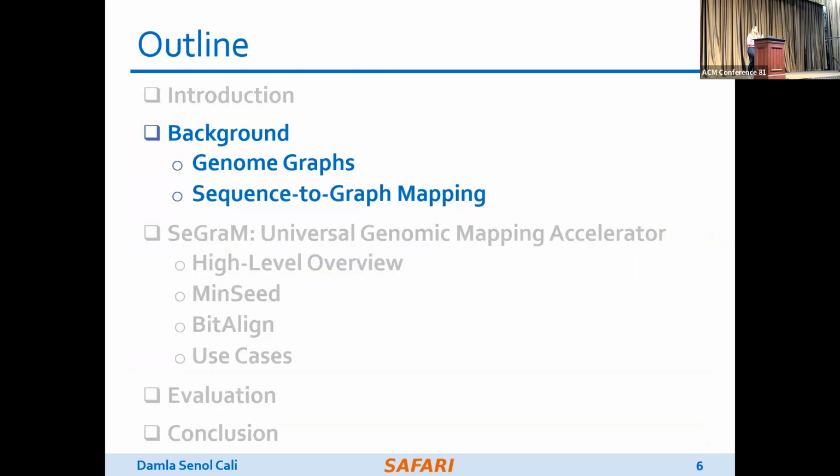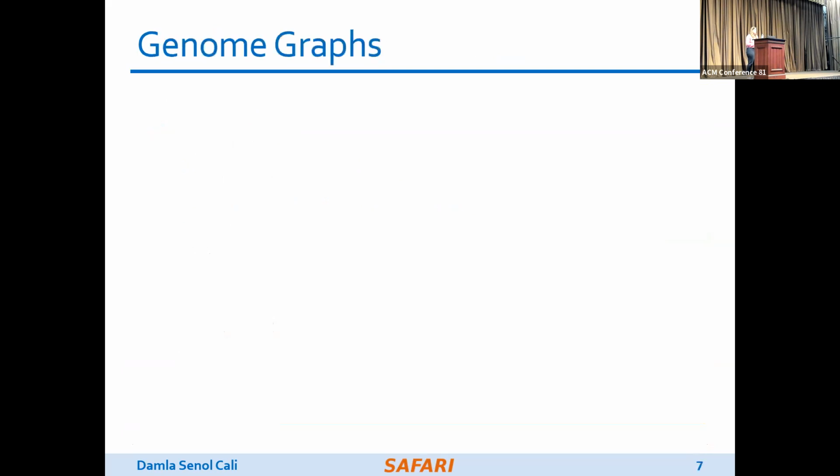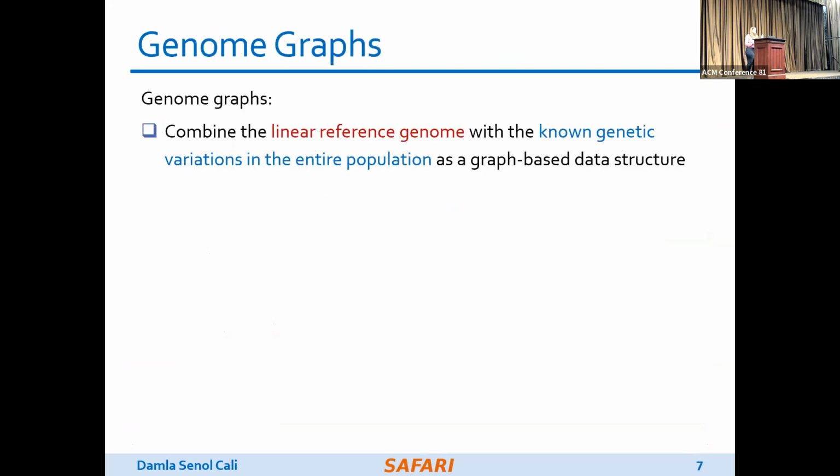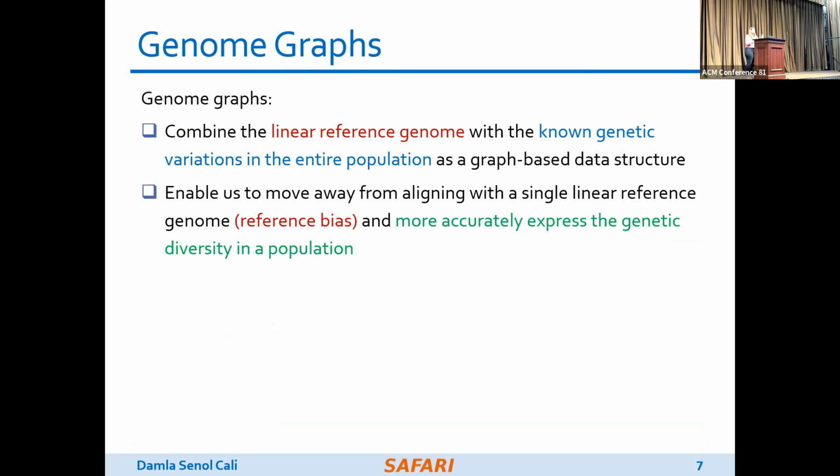Let's look at genome graphs and sequence-to-graph mapping in detail. As we said, genome graphs are better suited for expressing the genomic regions that have variations than a linear reference sequence, since genome graphs combine the linear reference genome with the known genetic variations in the entire population as a graph-based data structure. Genome graphs enable us to remove the reference bias that using a single reference genome introduces, and therefore there's a growing trend towards using genome graphs to more accurately express the genetic diversity in a population.